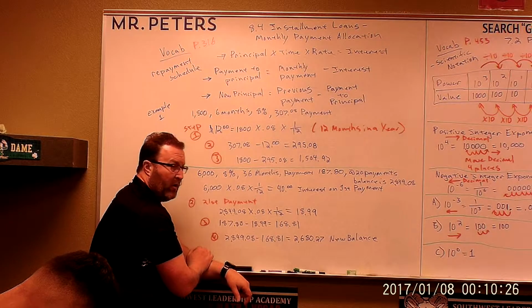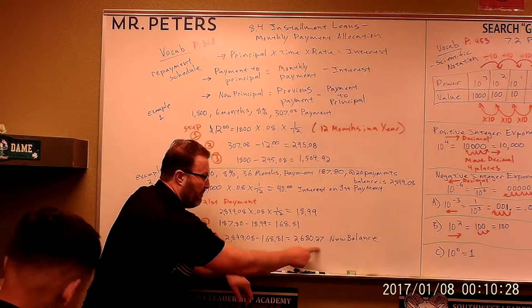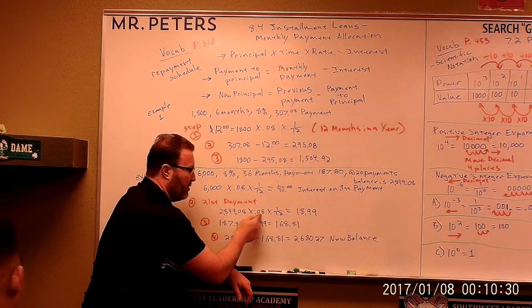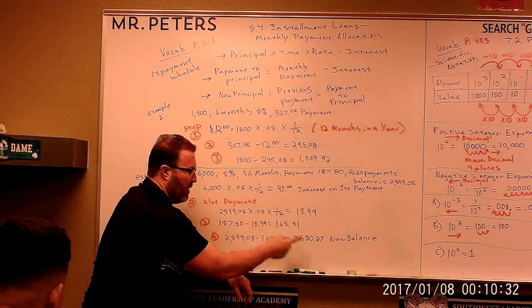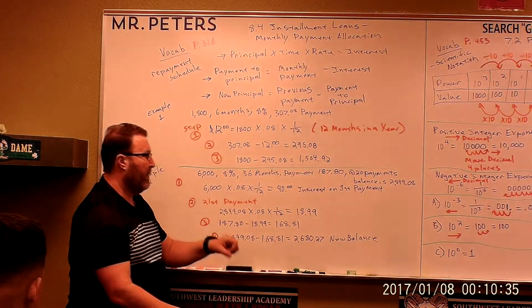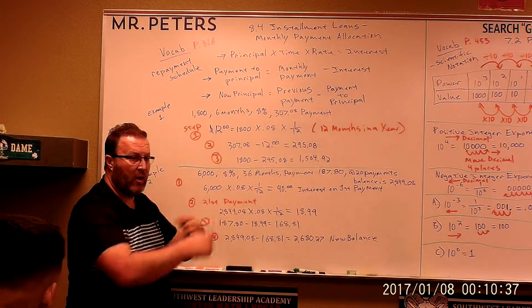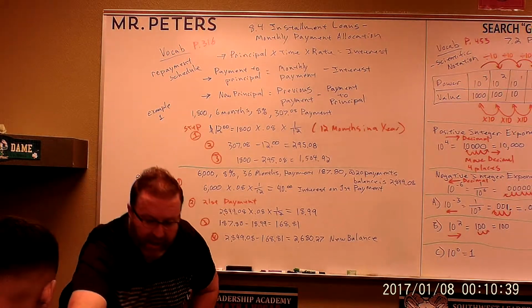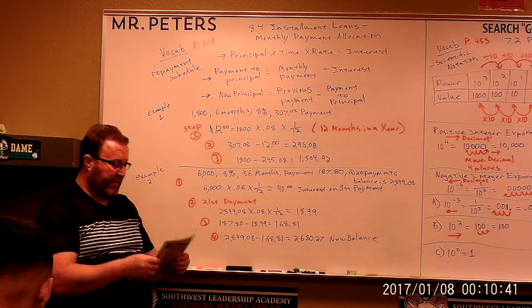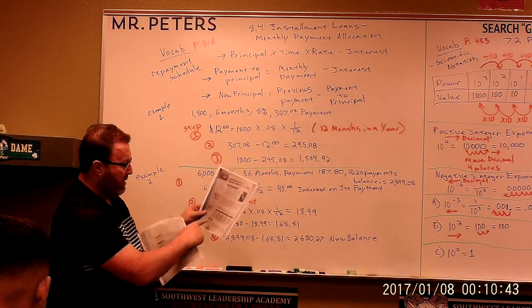If we were to figure out the 22nd payment, we're going to start with this number, multiply it by 0.08, 1 over 12, and we're going to get our new interest. Then we're going to subtract it and see how it just keeps going. If you notice in your handout, you have a schedule right here.